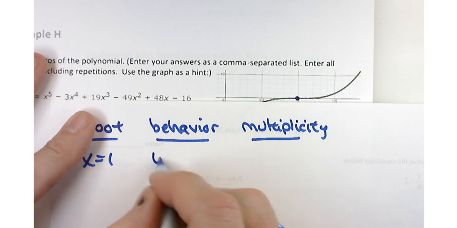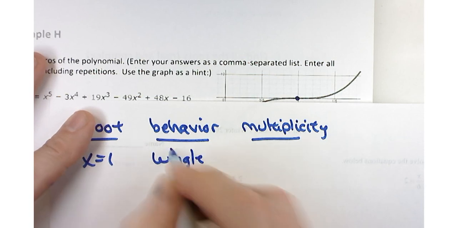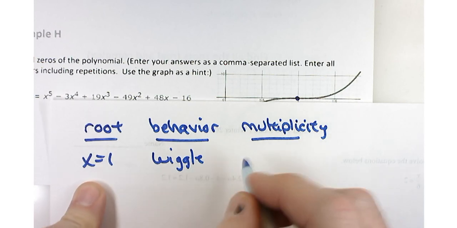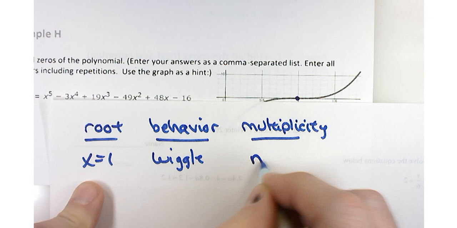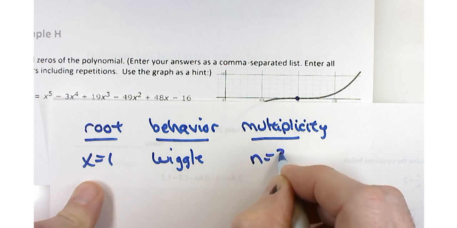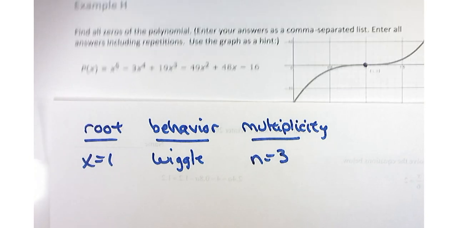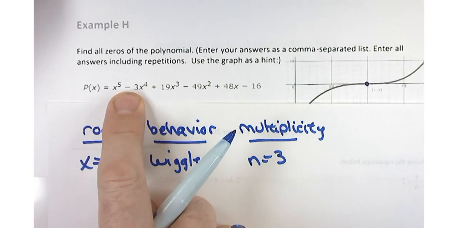So our behavior here is a wiggle, and that's important because it tells us something about the multiplicity of 1 as a root. What multiplicity do we get here? If it's a wiggle, then it has to be n equals 3. Yeah, it has to be n equals 3. So as far as this polynomial is concerned, we know where 3 of its roots are.